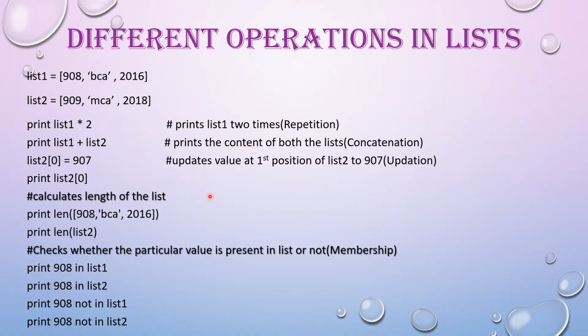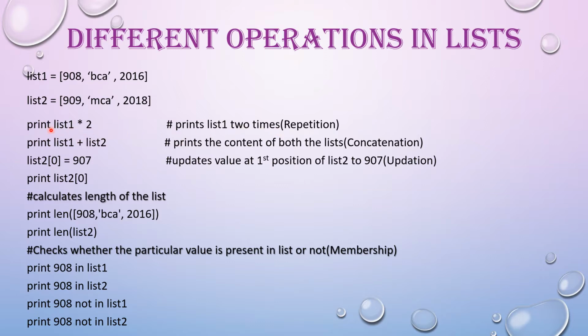Now the following are the different operations in list. They are repetition, concatenation, updation, the length operator, and membership. Okay, so we will discuss them one by one. The first one is repetition.